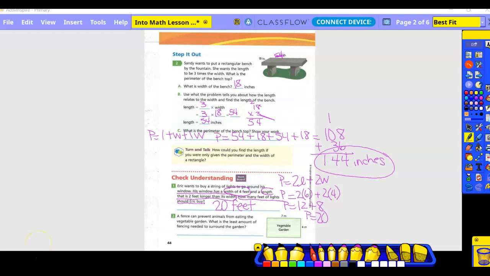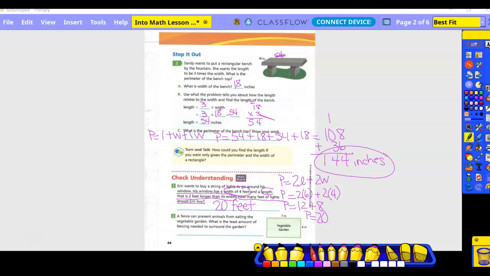Number 2, a fence can prevent animals from eating the vegetable garden. What is the least amount of fencing needed to surround the garden? Okay, I'm going to show my work over to this side, but you guys find the space on your paper. So what do we need first? We need the formula first, right? Do you guys want to do it where we add like we did on letter C up here, or do you guys want to do the multiplication like we did on number 1?